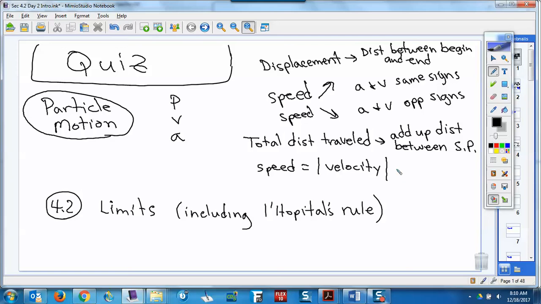All right, so there'll be a number of questions about that on the quiz. And then, of course, what we've been working on now with limits.